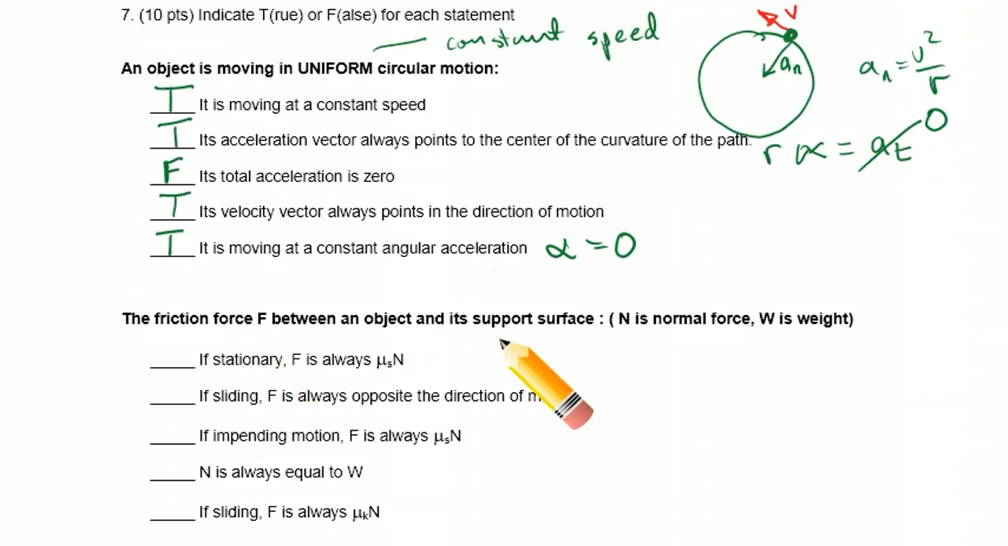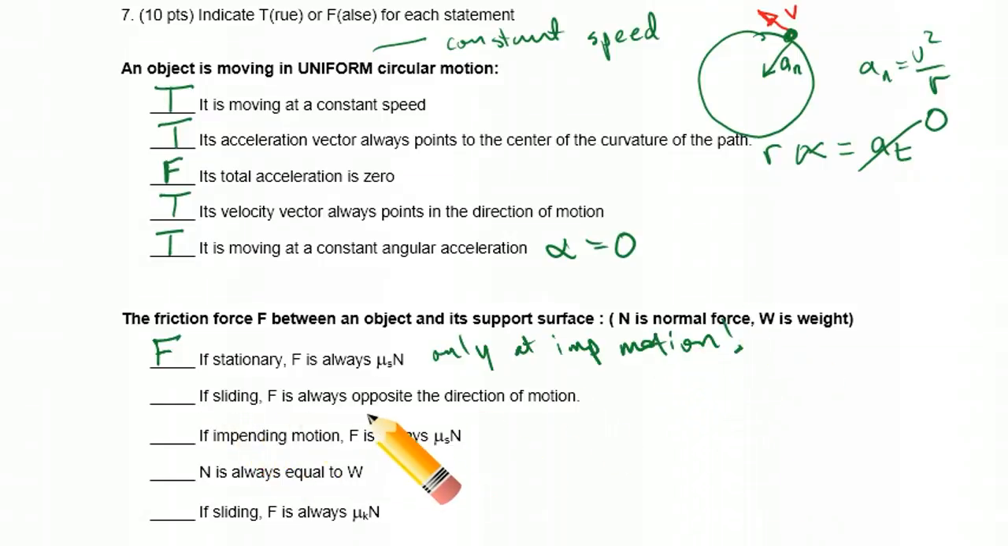Friction force between an object and a support force. N is the normal force, W is the weight. Okay. If stationary, F is always mu sub s times N. That's false. This is true only at impending motion.